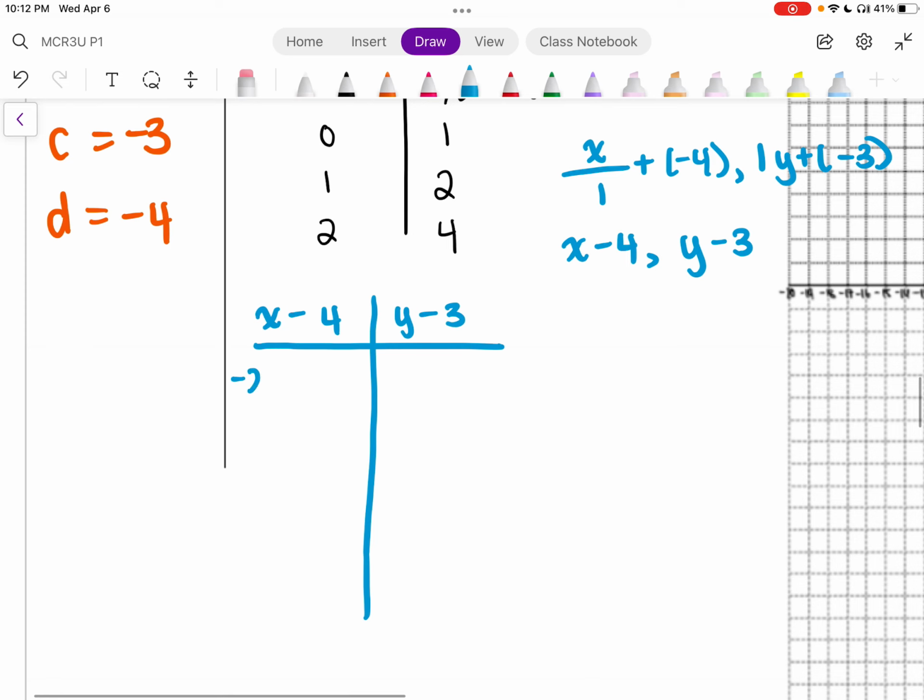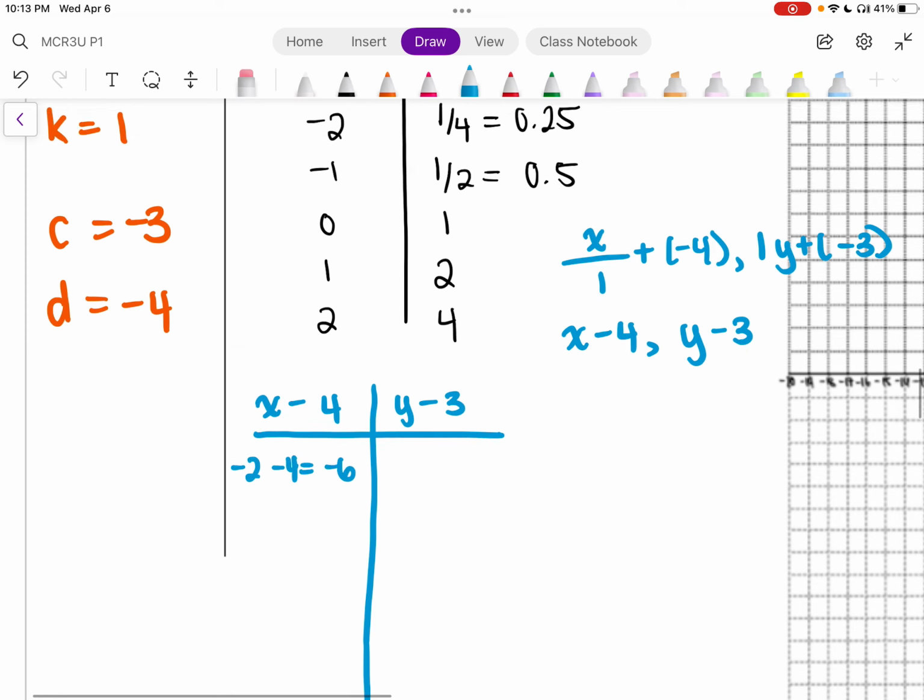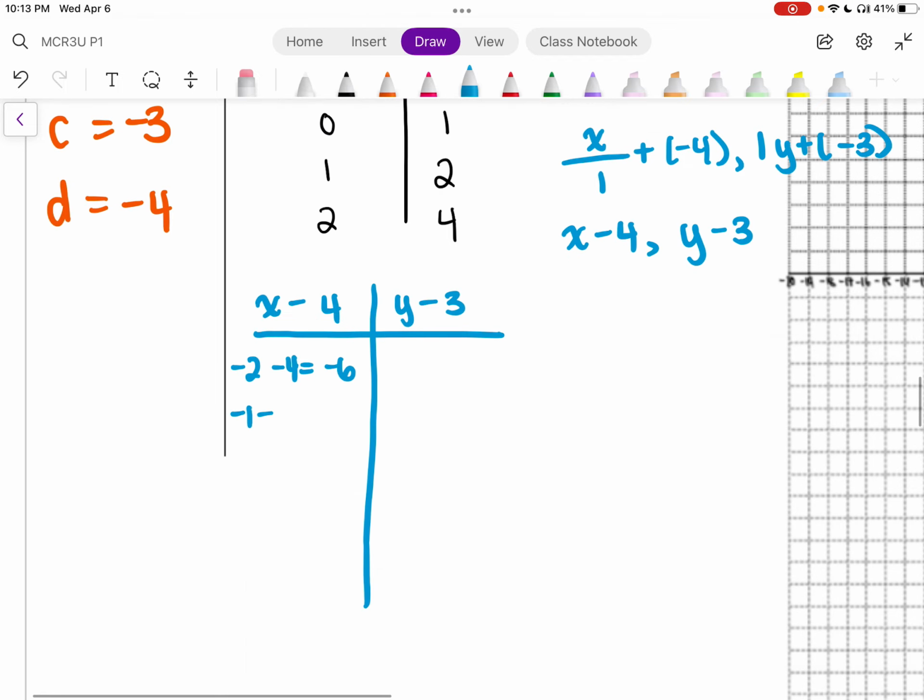So it's -2 minus 4 is going to give me -6. Then I have -1 minus 4. That's going to give me -5. And I'm just going to continue to do this. So -4, -2, 3, and -2.